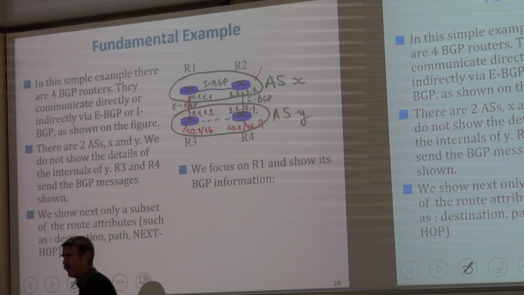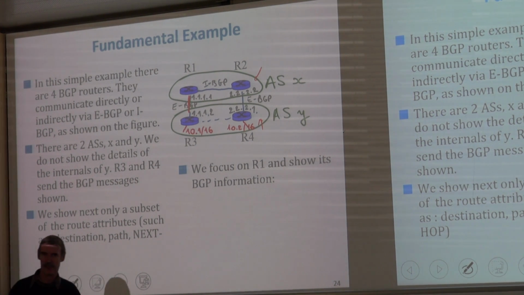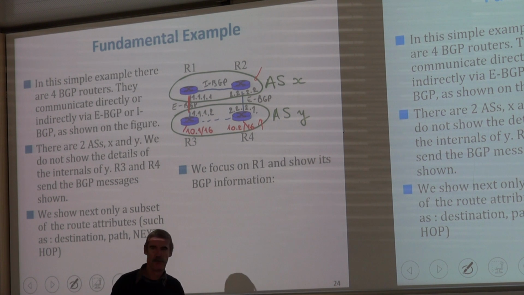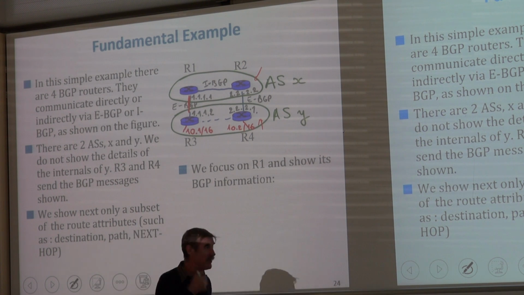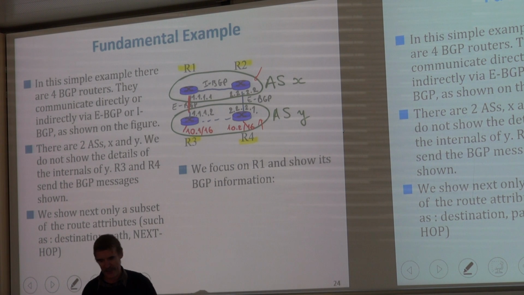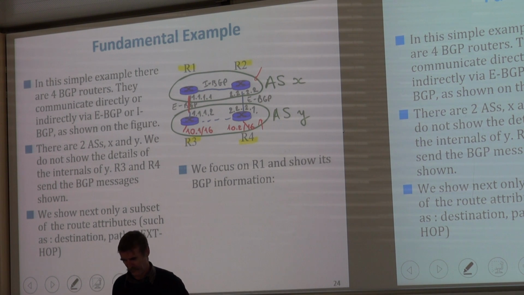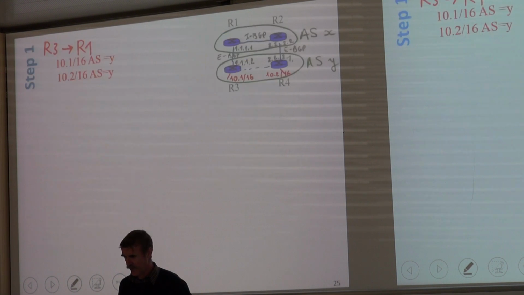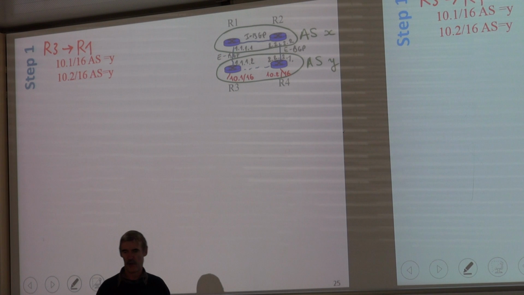Let's see one very, very simple example, but that will really illustrate the very typical and basic operation of BGP. In this simple example, there are only two domains, X and Y, and there are four BGP routers, R1, R2, R3, and R4, and there are only two prefixes that are being injected, 10.1/16 and 10.2/16. We zoom on R1, so we are here, and we see what happens when R1 receives some messages.